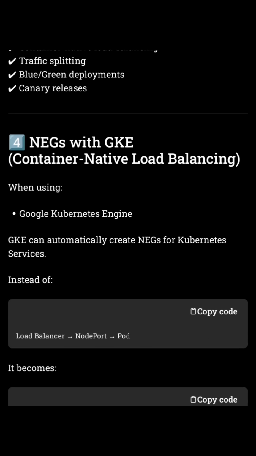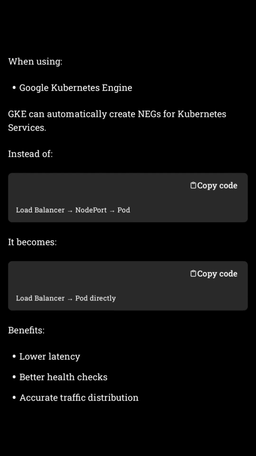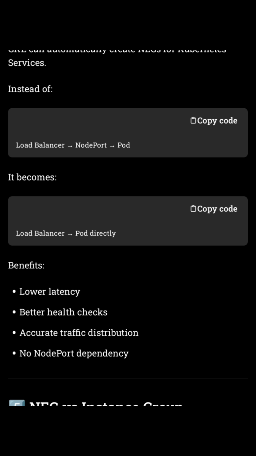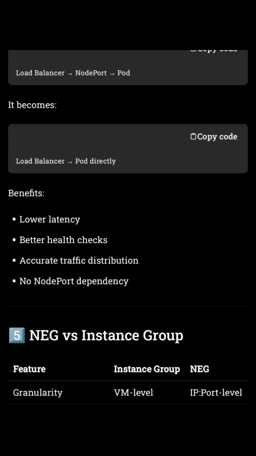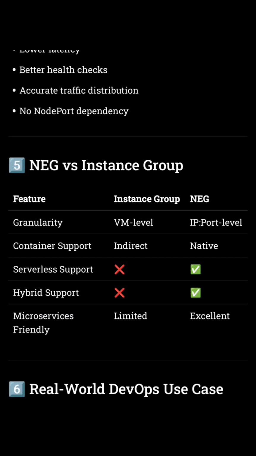Lastly, we will look at NEG with GKE, that is Google Kubernetes Engine. When using Google Kubernetes Engine, GKE automatically creates NEGs for Kubernetes services. Instead of load balancer plus node port plus pod connectivity, it becomes load balancer and pod directly. The benefits are lower latency, much better health checks, accurate traffic distribution and no node port dependency. So those are the differences between the NEG and instance group.